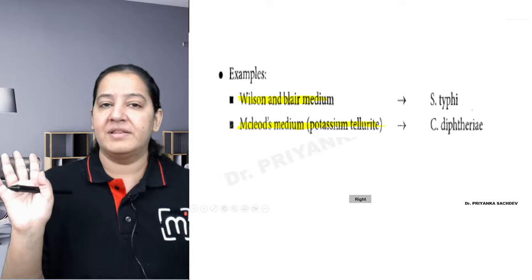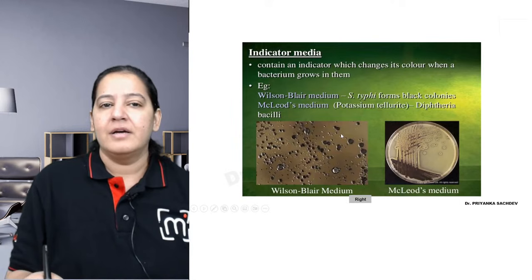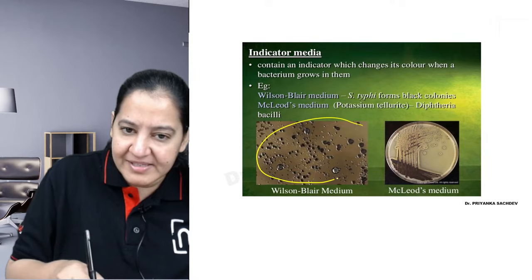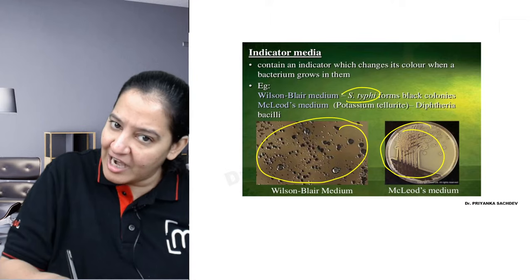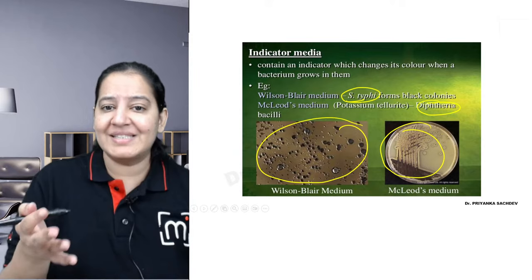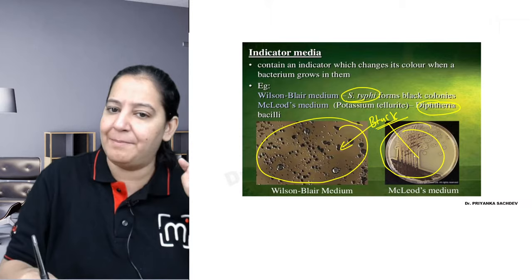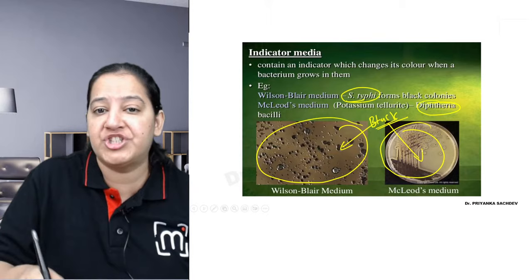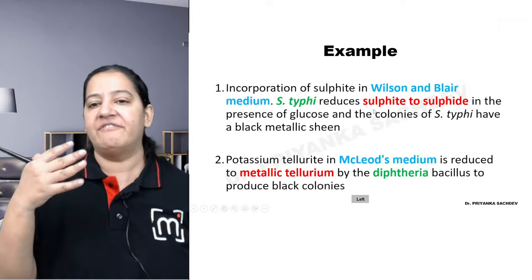There are only two examples: Wilson and Blair, and McLeod. You can see here, this is the diagram of Wilson and Blair. This is the diagram of McLeod. Now Wilson and Blair will give color when Salmonella typhi grows. And McLeod will change in color when diphtheria grows. But the point is that both of them will give black color. You can see black here also. So both of them give black. Questions come on black color, MCQ. Jet black color. The exact word is jet black. Both of them give jet black color when the bacteria grow on them.